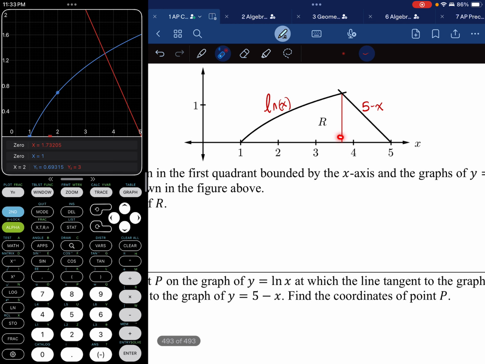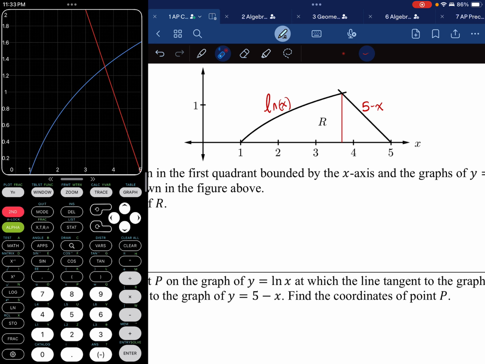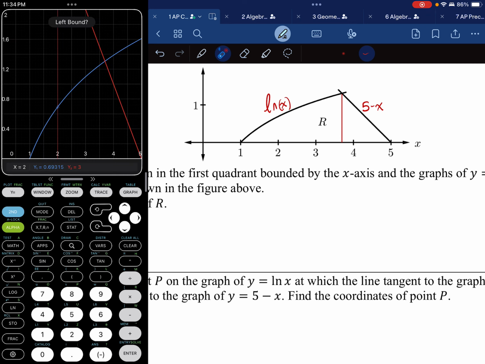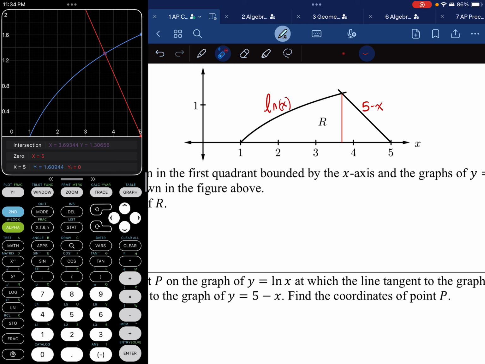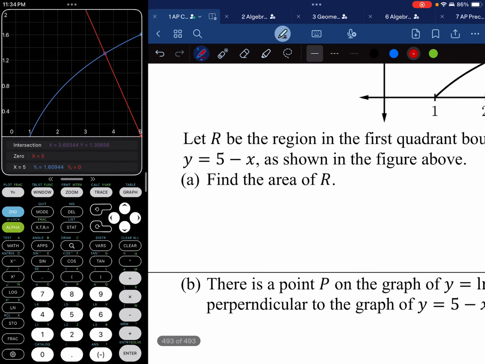I need to find the intersection point. You are second trace, and I'm going to do intersect, so option 5. My left bound is 2, yep. Right bound is 5, sure, yep. And the intersection happens at 3.693. Okay, we have the x coordinate, we have the left bound.